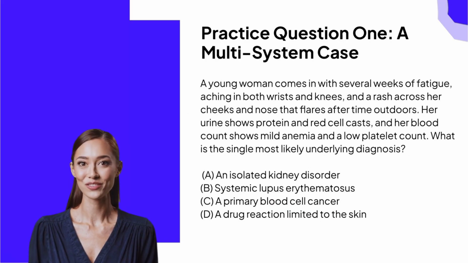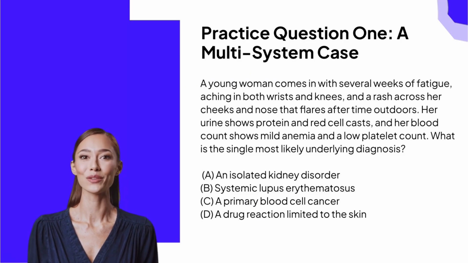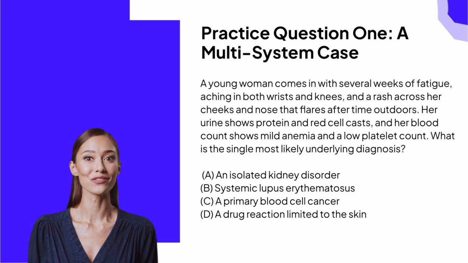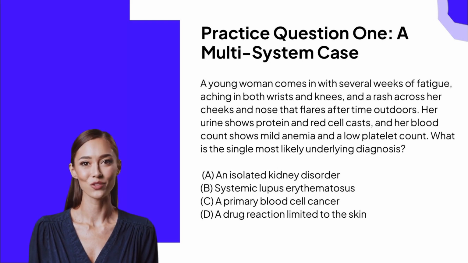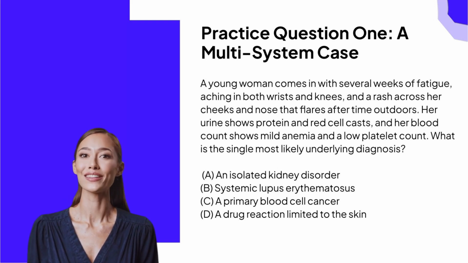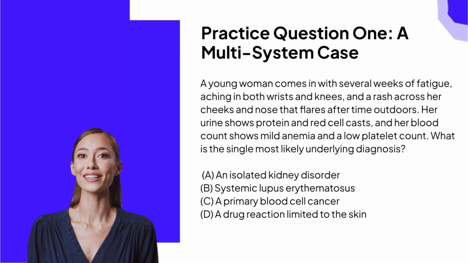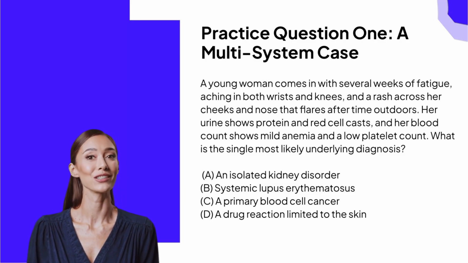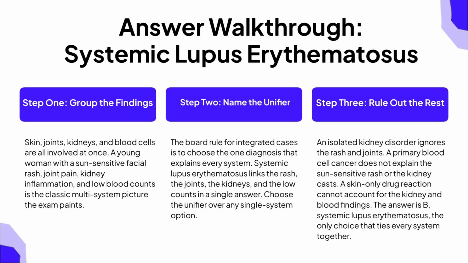Let us work through our first practice question. A young woman comes in with several weeks of fatigue, aching in both wrists and knees, and a rash across her cheeks and nose that flares after she spends time outdoors. Her urine shows protein and red cell casts, and her blood count shows mild anemia and a low platelet count. The question asks for the single most likely underlying diagnosis. Take a moment to group these findings and decide what one condition could explain all of them before we walk through the answer. Let us break this down step by step.